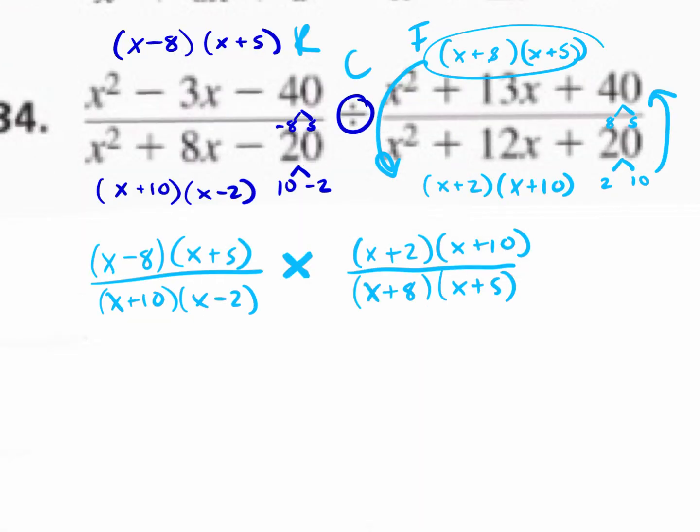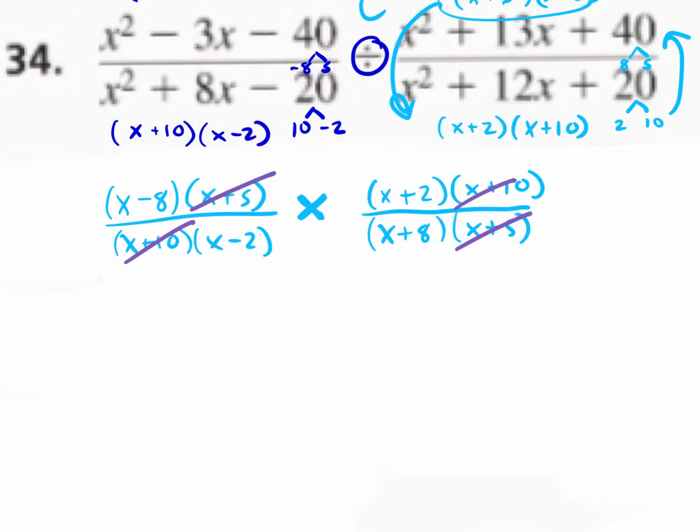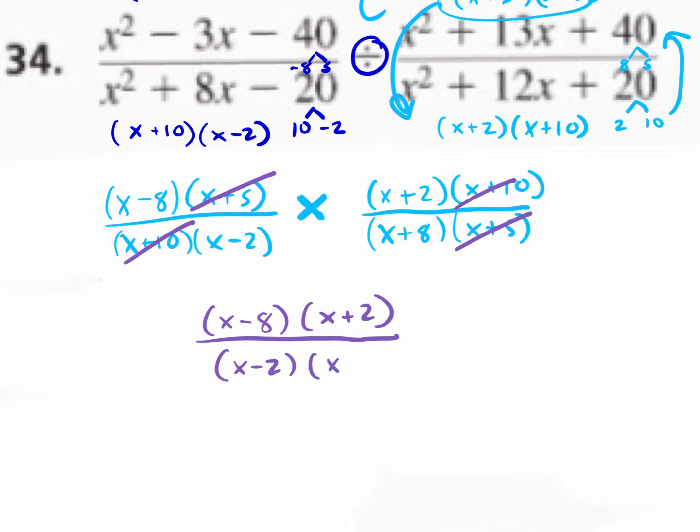So now let's cancel what's in common. So what could I cancel? X plus 5, because I have 1 on the top and 1 on the bottom. Anything else? X plus 10, perfect. So what am I left with on the top? X minus 8 times x plus 2. And on the bottom? X minus 2 and x plus 8.